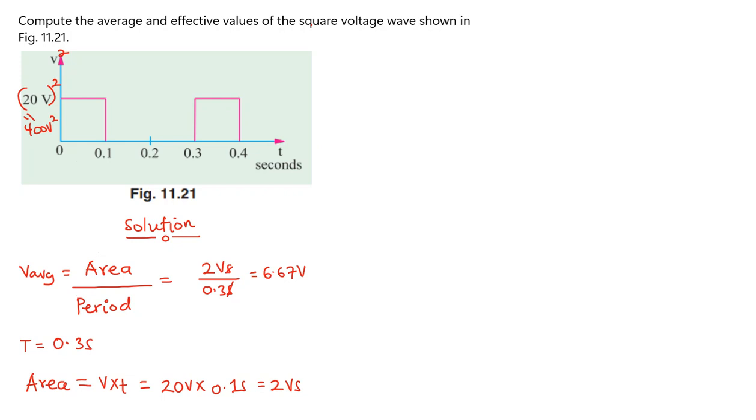Now you have to find the area after squaring the cycle. So the squared area will be equal to 400 volts squared multiplied by the time, which is 0.1 seconds. When we do this, you are going to get 40 volts squared seconds.